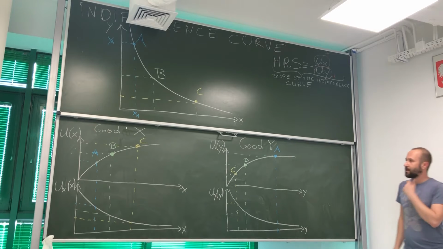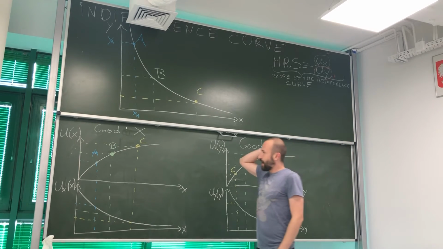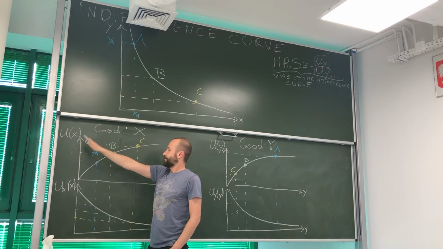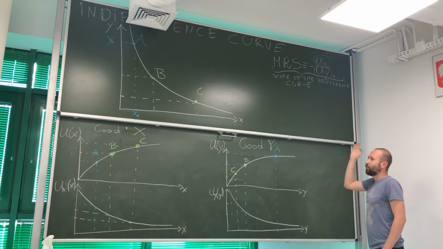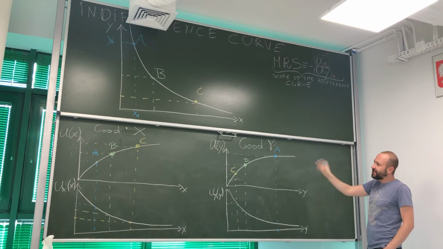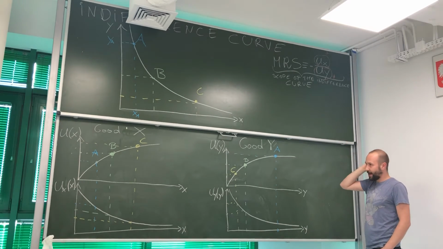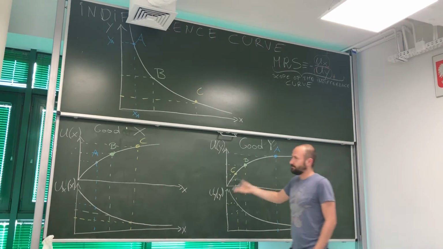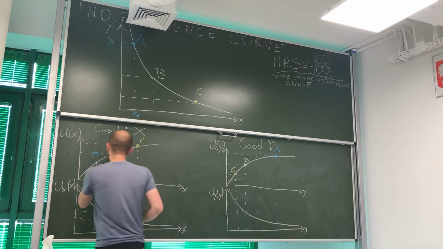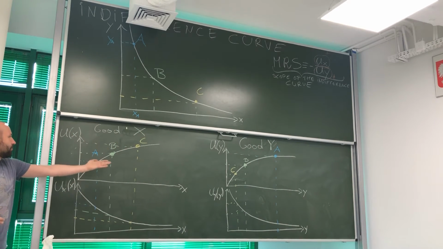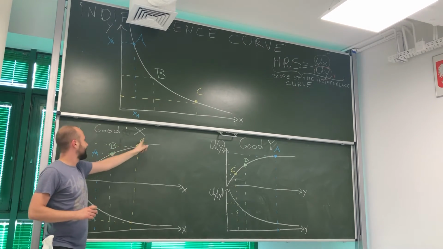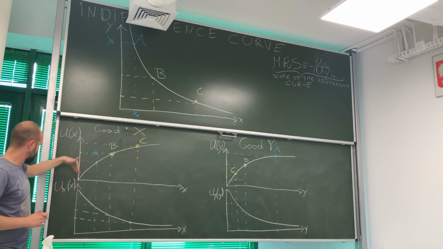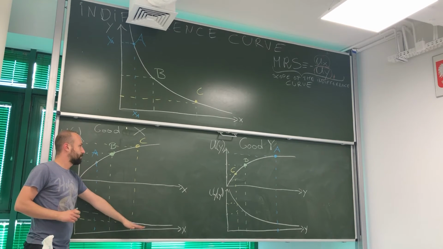Now follow. Look, if we have a given amount of good Y, then we expect that when we have more and more and more of good X, right, then utility increases, but of course slower and slower and slower.